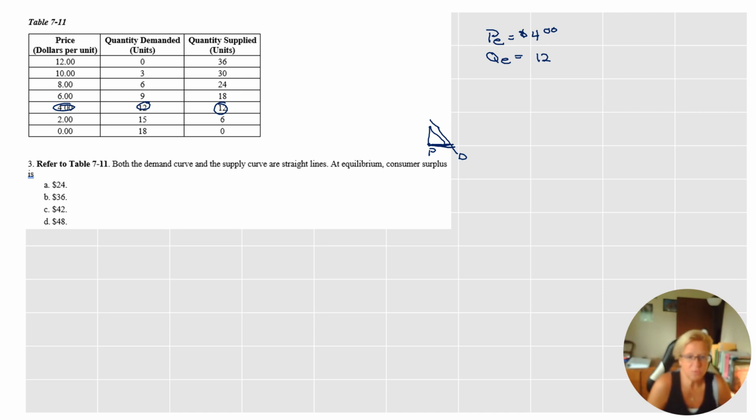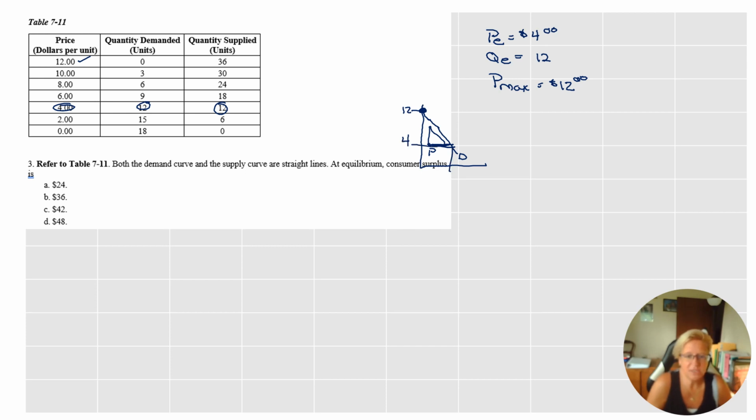Okay. So what is the maximum price? Because to get the consumer surplus on a graph like this, I want to figure out the maximum price that people would pay. Notice that the highest price in the price column is $12. So that's going to be my price maximum.